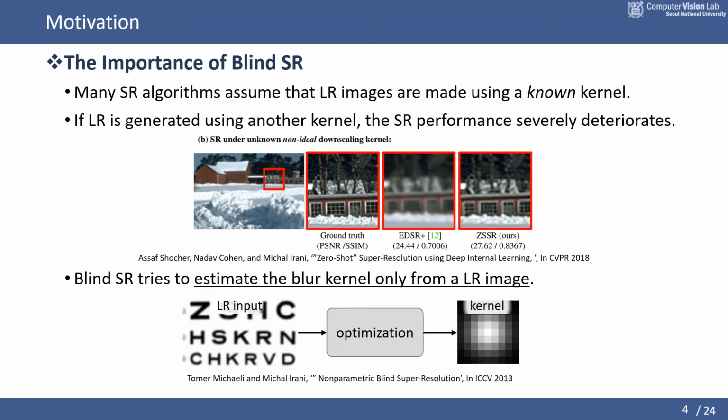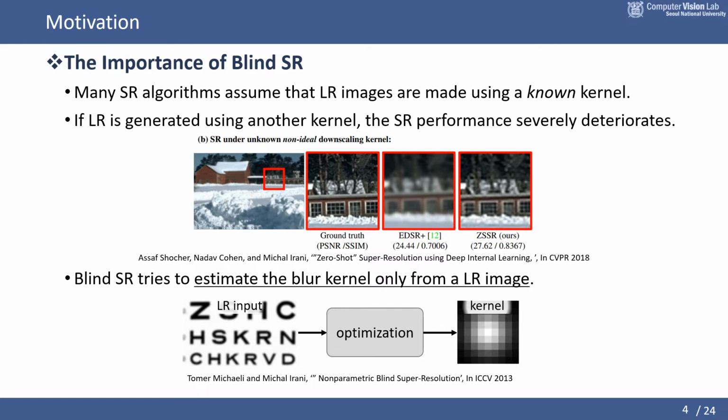As mentioned before, previous works in super resolution usually assume a non-blind setting with a fixed bicubic kernel. However, if a low-resolution image is generated using a different kernel, the SR performance severely deteriorates. The figure in the middle shows the super resolution result of a non-ideal downscaled image, and EDSR, one of the good super resolution networks, returns an unsatisfying result.